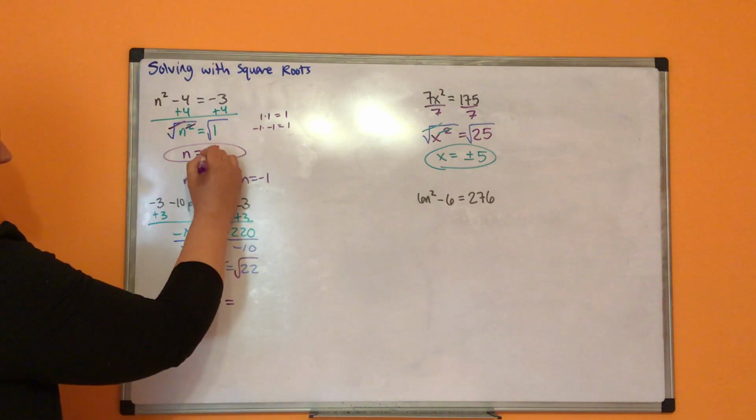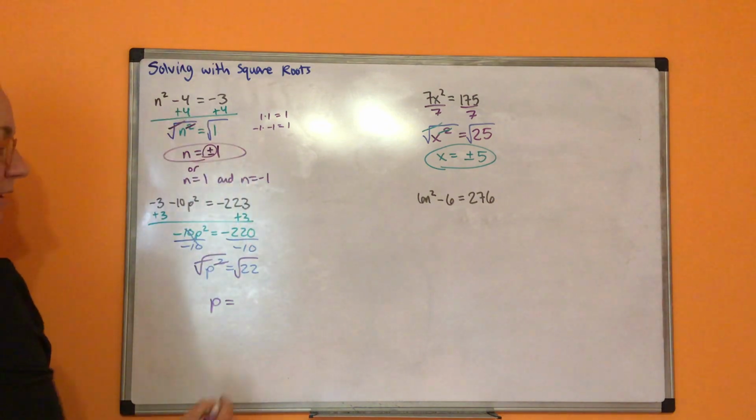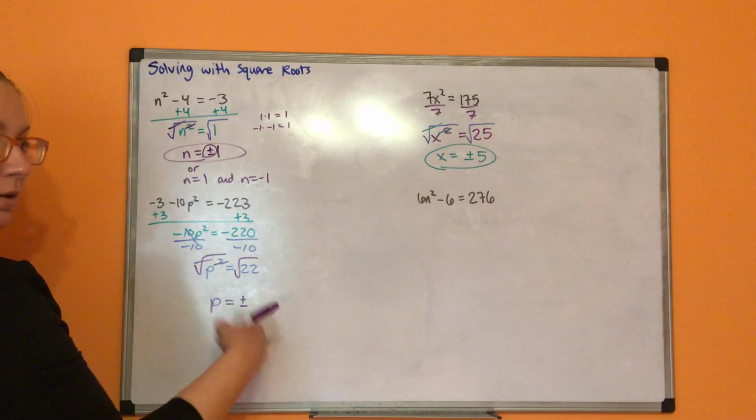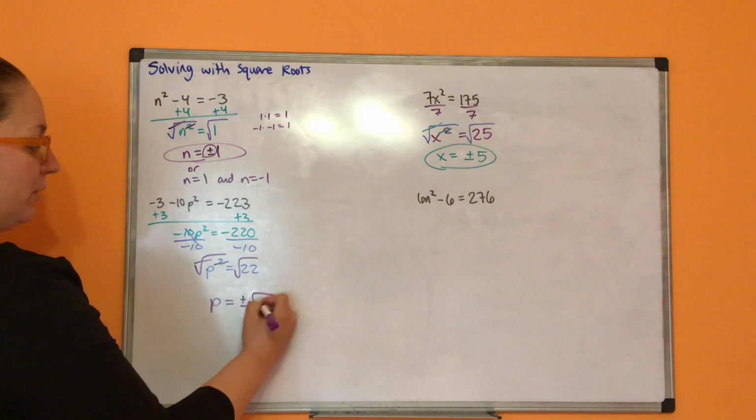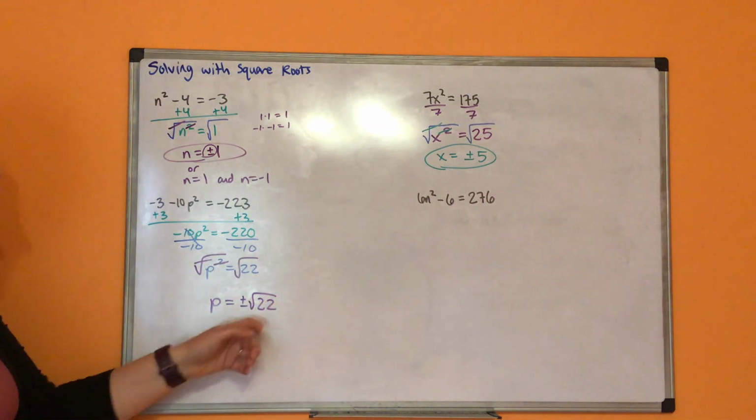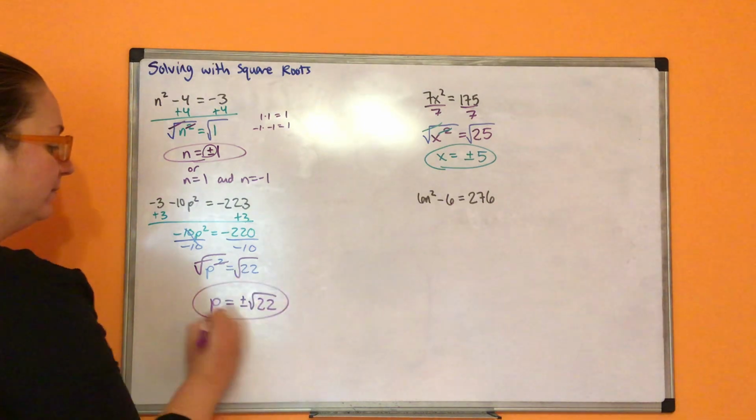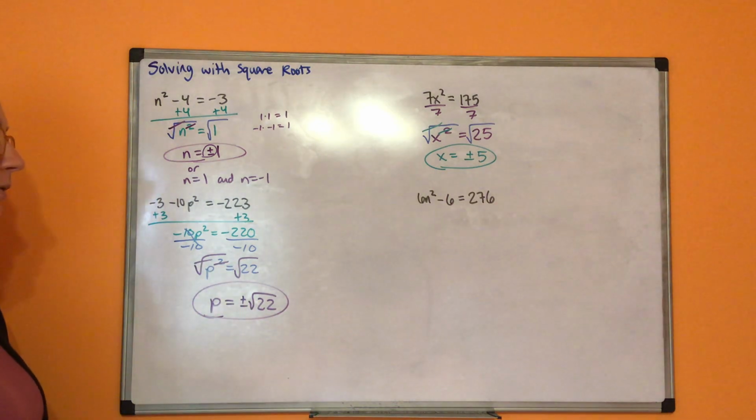But we still need to include a plus or minus because it could be the positive version of that radical or the negative version. So our final answer here is going to be plus or minus square root of 22. Like I said, we're just leaving it in square root form. A lot of college professors like this because it's more exact.